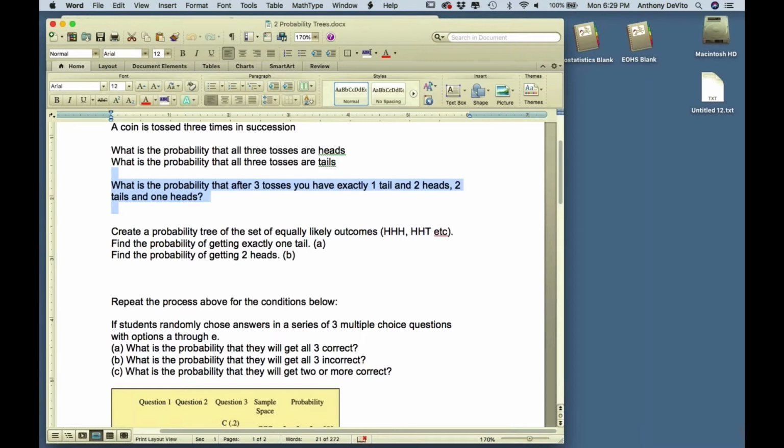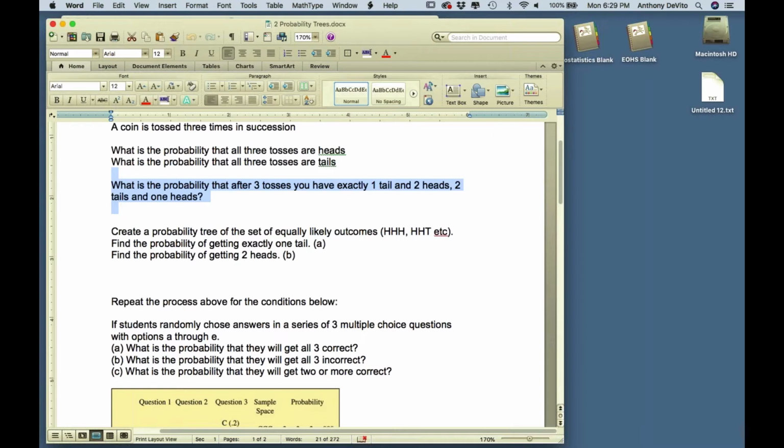If I ask you now, what's the probability that only one is heads, exactly one head and two tails? There's a few different ways that can happen. It could be heads, tails, heads. It could be tails, heads, heads. It could be heads, heads, tails, right? There's several ways that you can get that outcome, right?